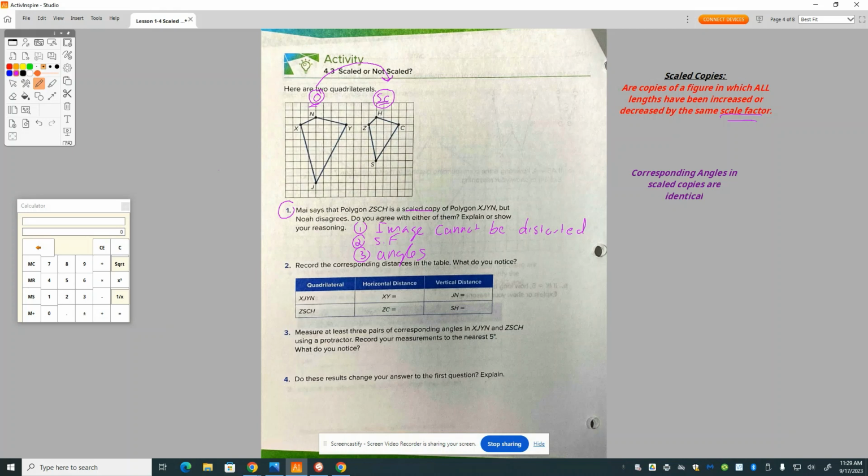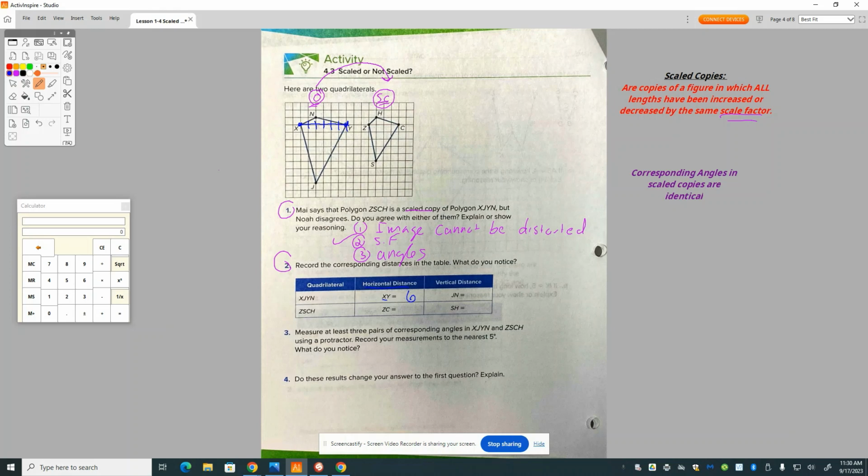Now, the first thing they're going to have us do is record the distances, so I'm assuming they're going to have us double check that there exists a scale factor that multiplies all of the lengths of my original to equal my scaled copy, aka there exists a scale factor. So let's go ahead and start with the very first one. They're asking us to find the horizontal distance from X to Y. So here's X, here's Y. The distance would be 1, 2, 3, 4, 5, and 6.